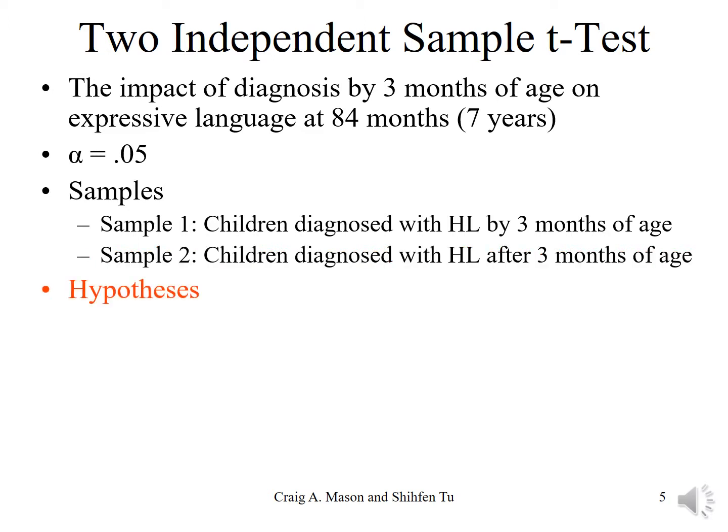While we believe that early diagnosis would be associated with higher language scores, we actually wanted to do a two-tailed test so that we could see if the opposite was the case. For example, maybe the babies identified very early had health issues that also impacted language. We wanted to be able to see if that was going on as well. So our alternative hypothesis would be mu1 is different from mu2.